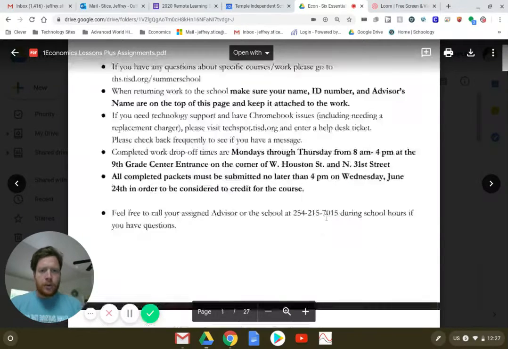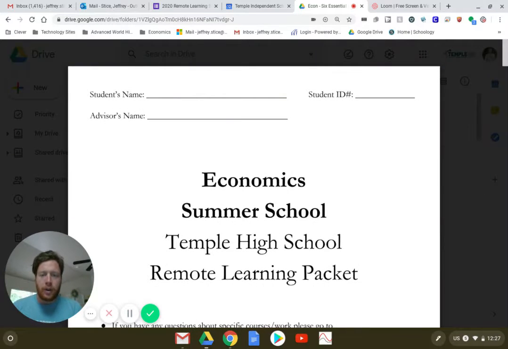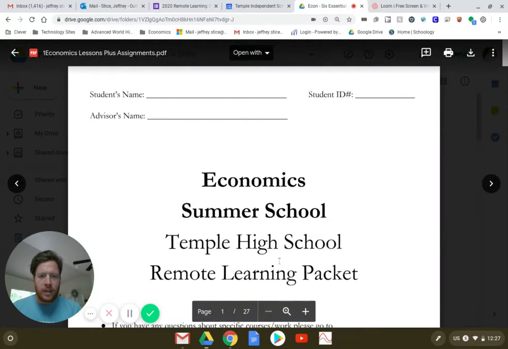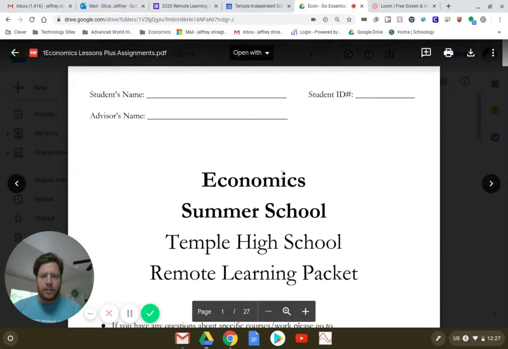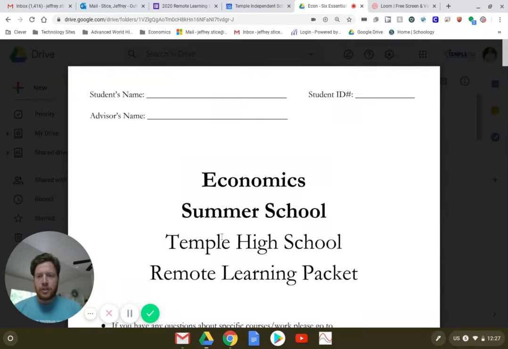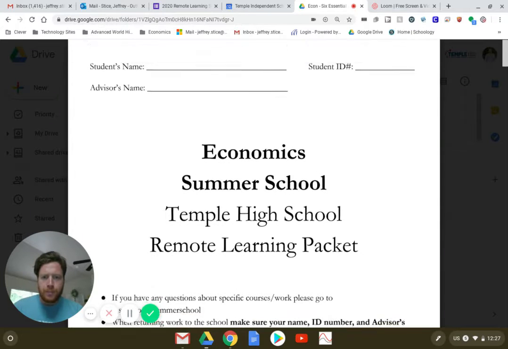As you know, you have 6 assignments you need to complete in order to get credit for your economics course. The packet is 27 pages long, but a lot of the material in this packet is just lessons and supplementary material to help you with the activities. Each activity shouldn't take you much more than 30 to 45 minutes. And I just wanted to walk you through how to complete each activity here.